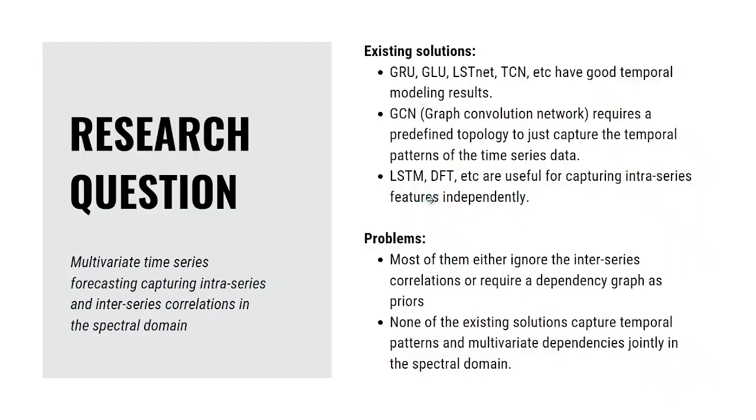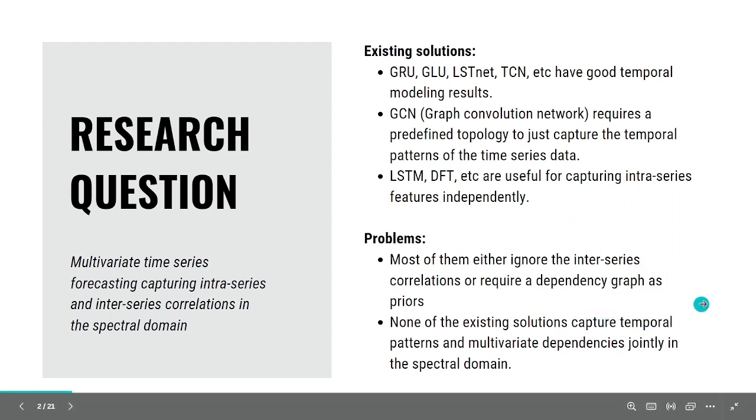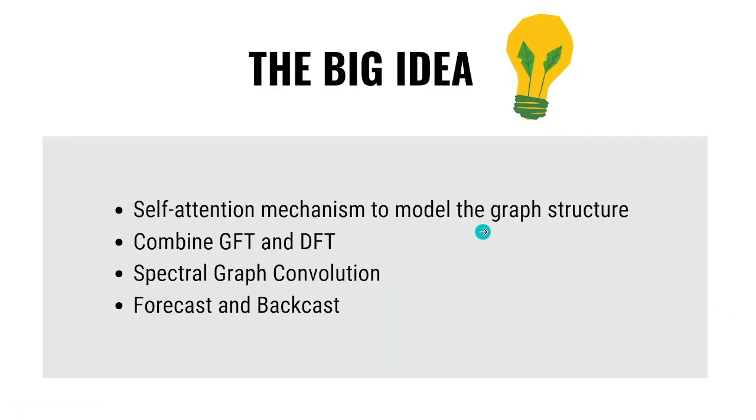The research at hand is to encapsulate the inter and intra series correlations in multivariate time series data. But the existing solutions are either good at capturing the temporal patterns or the inter series patterns, but they do not perform well together. To tackle this problem, the authors of the paper propose to combine these ideas: to implement a self attention mechanism to represent the graph structure, to combine GFT and DFT, to implement a spectral graph convolution layer, and to perform forecasting and backcasting.